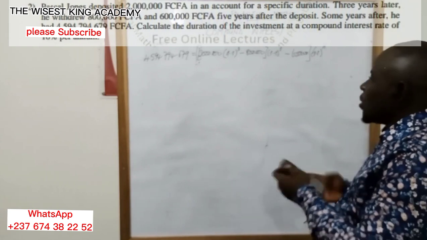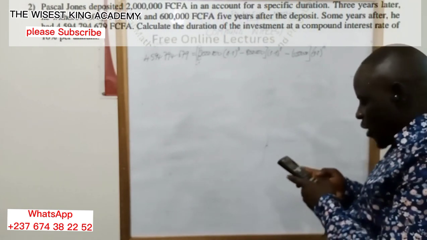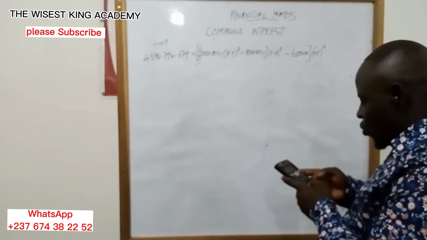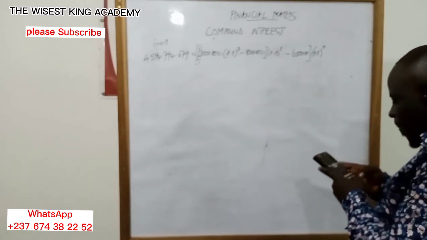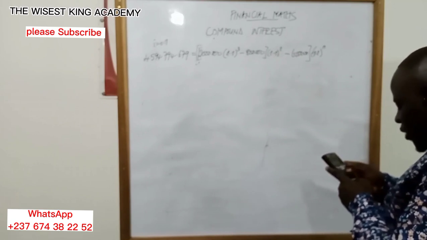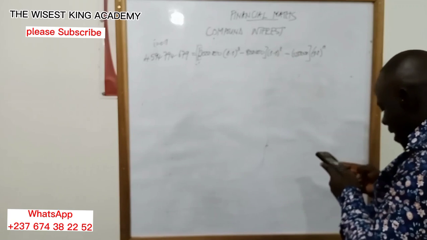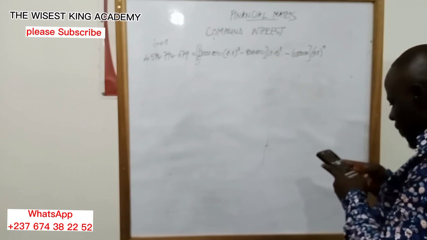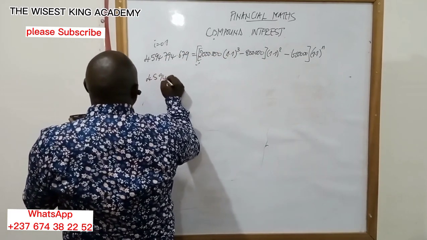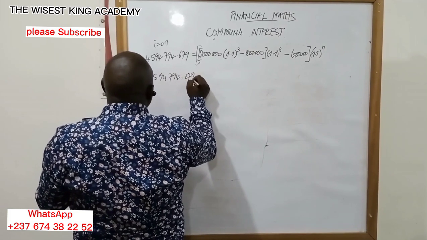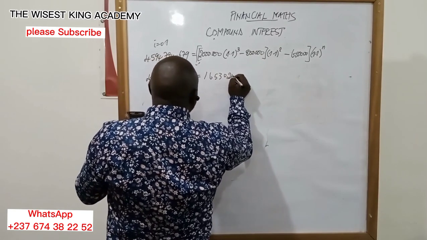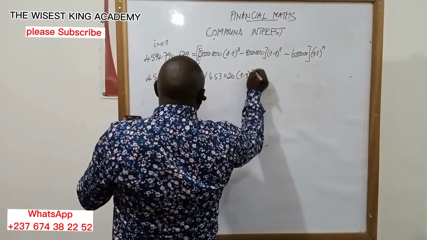Let me put my 2 million in my calculator. 2 million times 1.1 raised to the power 3 equals. Then I say minus 800,000 francs. I have that balance, and I say times 1.1 raised to the power 2 equals. I have that, then I say minus 600,000 francs equals. So I'm going to have here 4,594,794.679 equals 1,653,020 times 1.1 raised to the power n.